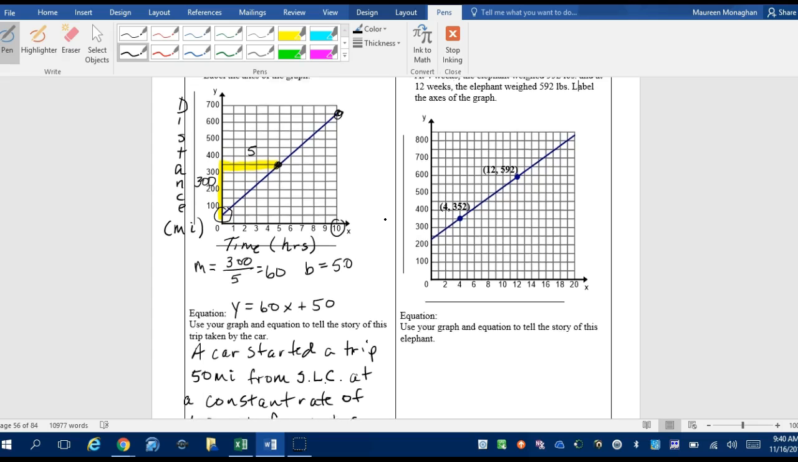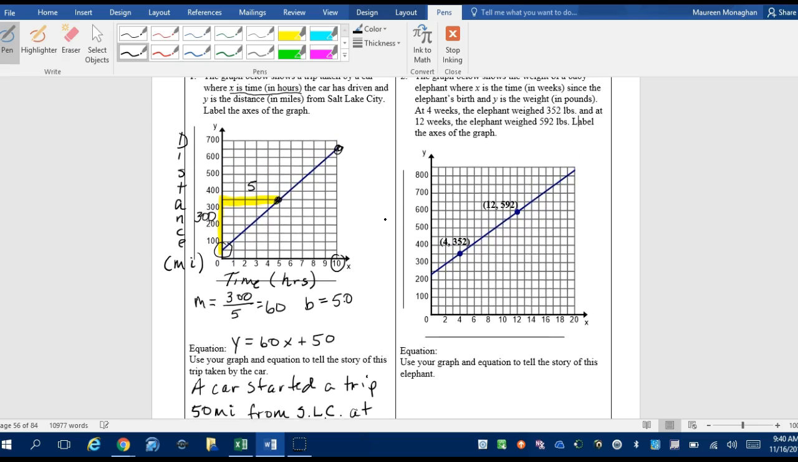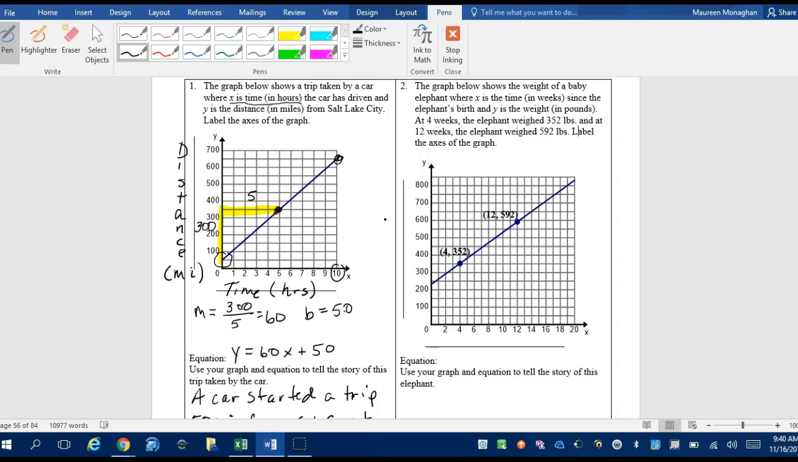The next one is, the graph below shows the weight of a baby elephant where x is the time in weeks since the elephant's birth and y is the weight in pounds. At 4 weeks, the elephant weighed 352 pounds. Whoa. And at 12 weeks, the elephant weighed 592 pounds. Label the axis of the graph. Holy cow, that's a big elephant.